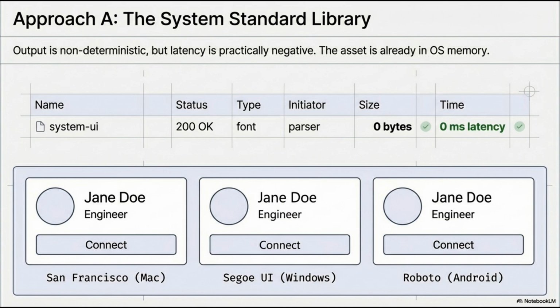Well, what's fascinating here is that you accept the visual variance because the performance gain is absolute. When you utilize a system font stack, the network cost is literally zero. Zero. No DNS resolution, no TCP connection to a font server, 0 bytes downloaded. The text renders the exact millisecond the HTML is parsed. The latency is practically negative because the asset is already in the OS memory. Furthermore, Apple, Microsoft, and Google have invested tens of millions of dollars into engineering these specific typefaces. Right, they're highly legible. Perfectly hinted for their respective operating systems.